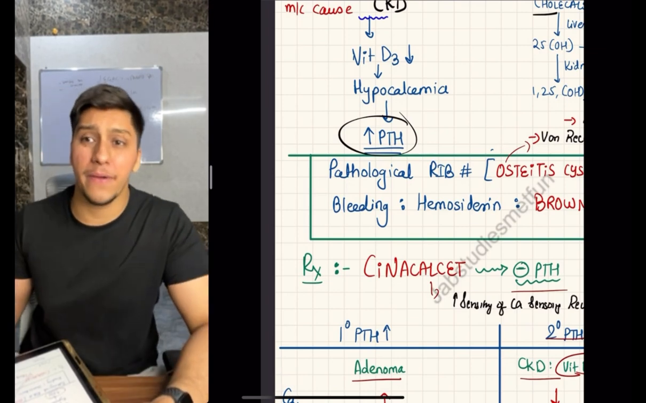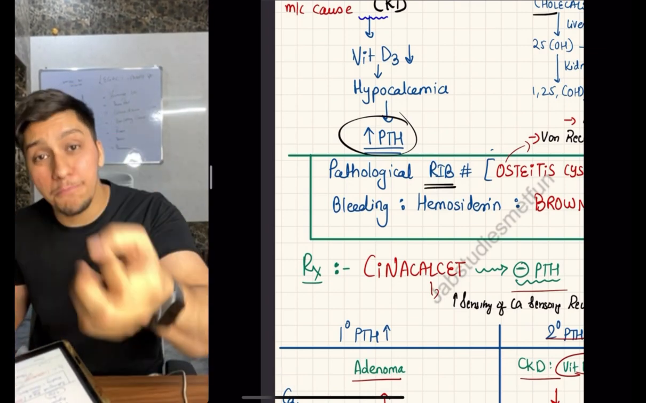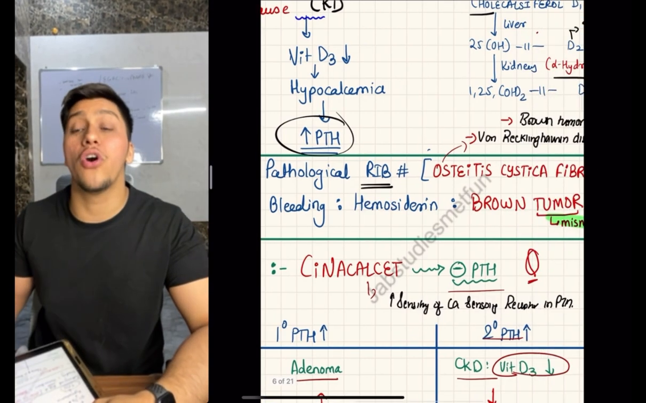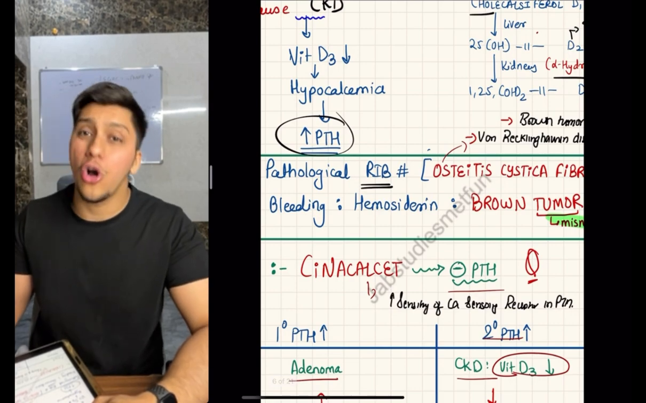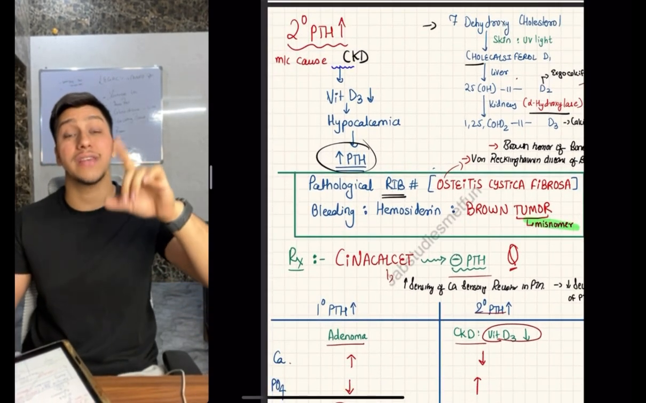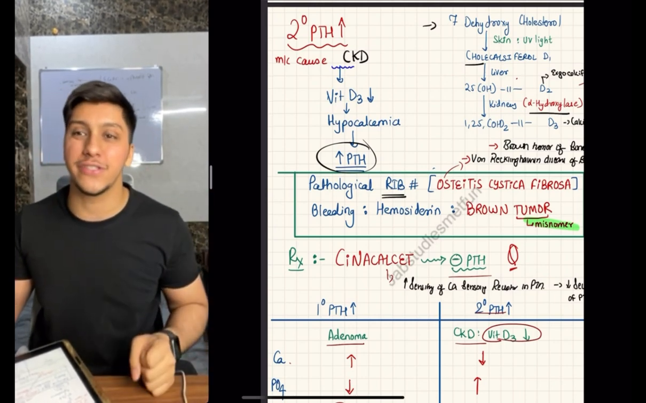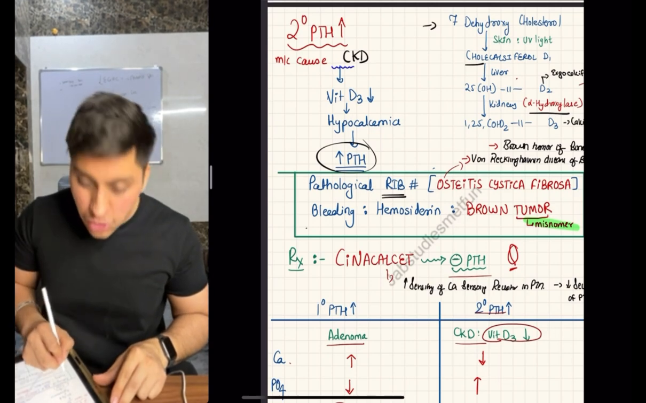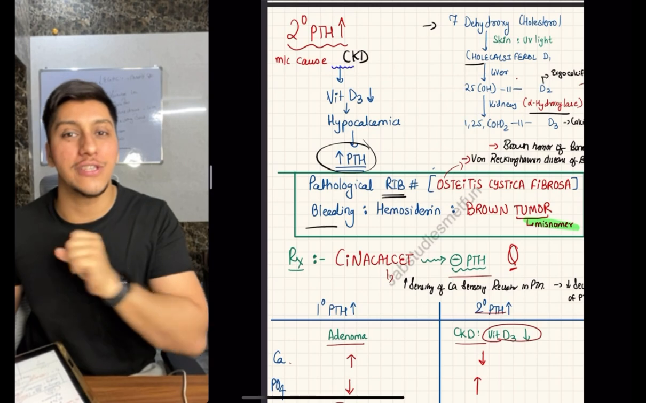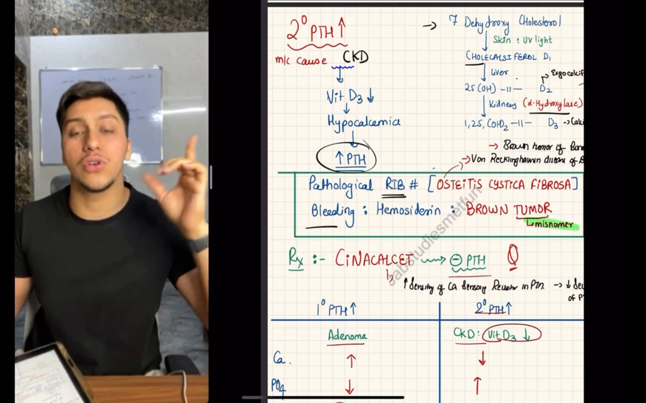In secondary hyperparathyroidism, you'll have pathological rib fractures. Again, why? PTH is increasing, causing bone resorption, and thereby the bone is getting weak. This is known as von Recklinghausen disease of the bone, also known as osteitis fibrosa cystica. Von Recklinghausen disease is also the name of another thing in a skin condition. Comment below what it is; that is a previous year question. When the patient begins to bleed, you'll have classic findings of hemosiderin, and that is why this is also known as brown tumor.